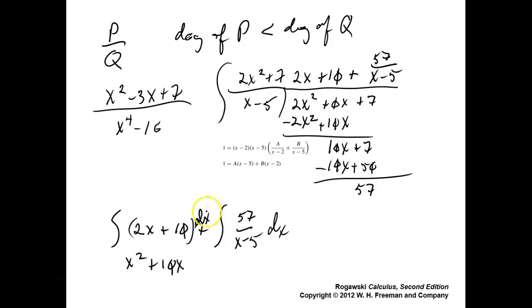Okay. This one, however, I would take the 57 on the outside and leave that just a 1 here, and that is the natural 57 times the natural log of absolute value x minus 5. Oops, absolute value. And then you have your plus c. So you see, that's what you do if you have an improper rational expression.